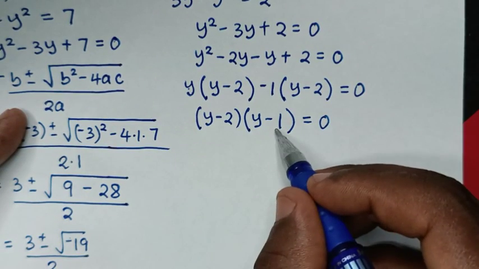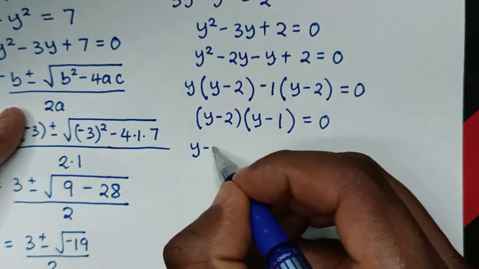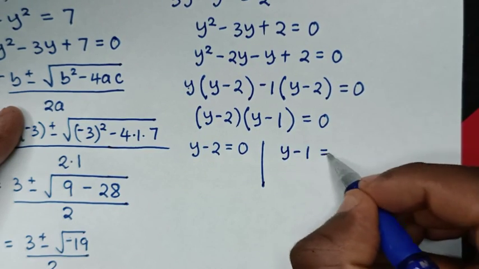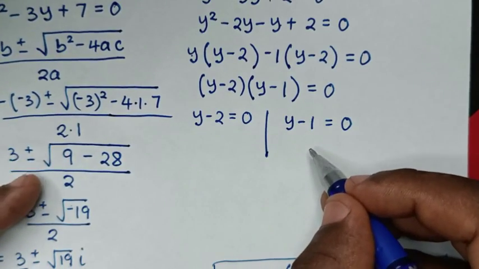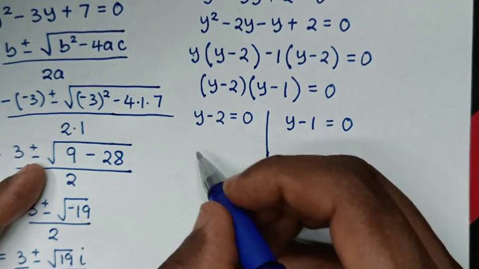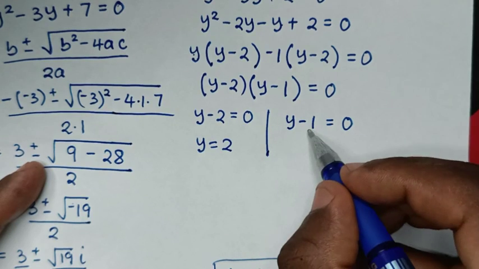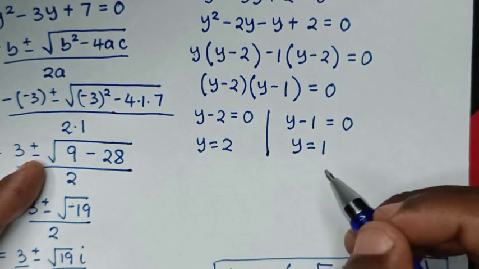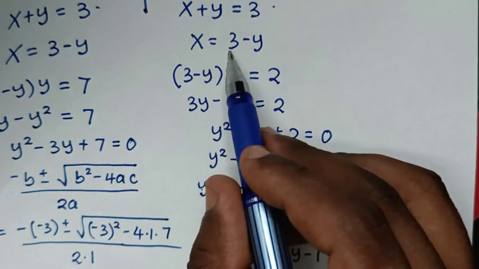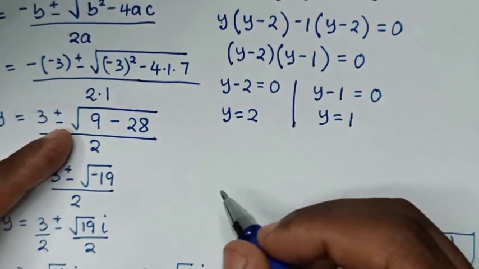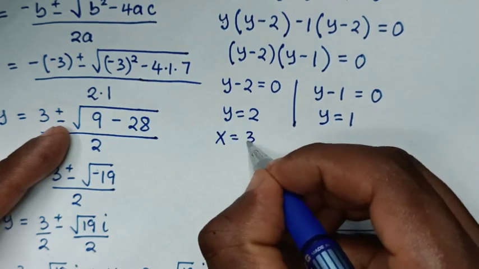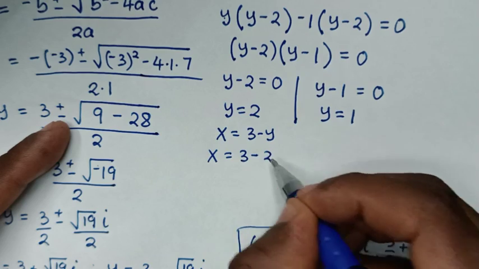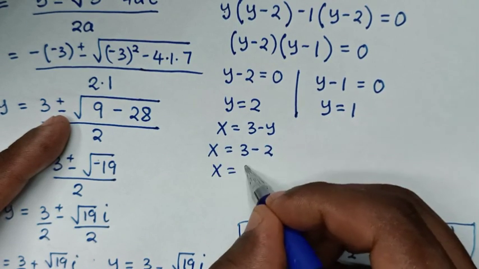Then from here we have two solutions: the first solution, y minus 2 is equal to 0, and the second solution, y minus 1 is equal to 0. Then we take negative 2 to this side, so y is equal to 2, and here we take negative 1 to this side, so y is equal to 1. Then we recall x is equal to 3 minus y, so I have to find the value of x. When y is 2, x is equal to 3 minus 2, which is 1.